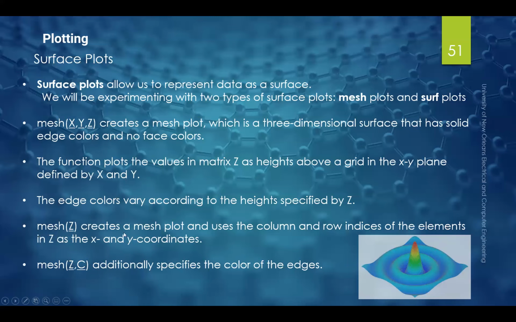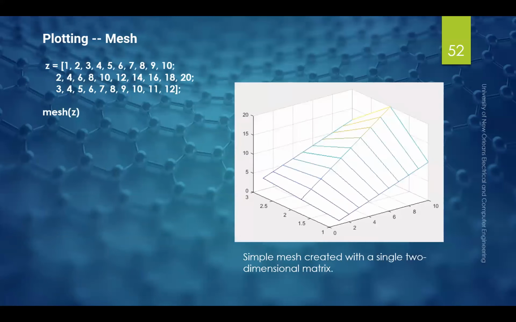Mesh C, on the other hand, creates a mesh plot and uses the column and row indices of the elements in Z as the X and Y coordinates. You'll see the difference in just a minute. And in this case, if I use mesh Z and C, I can then specify the colors that I want to see along the edges. Okay. So let's look at some examples of this.